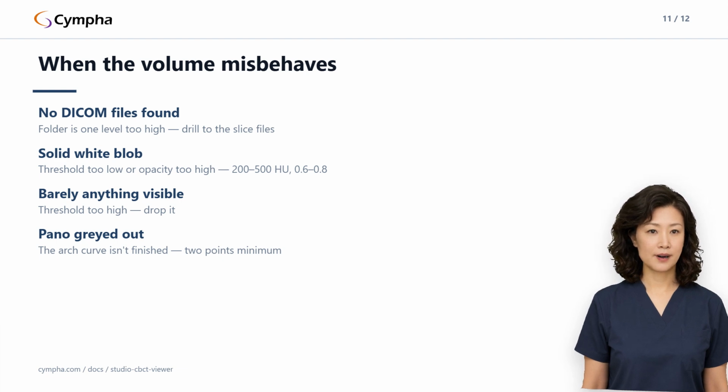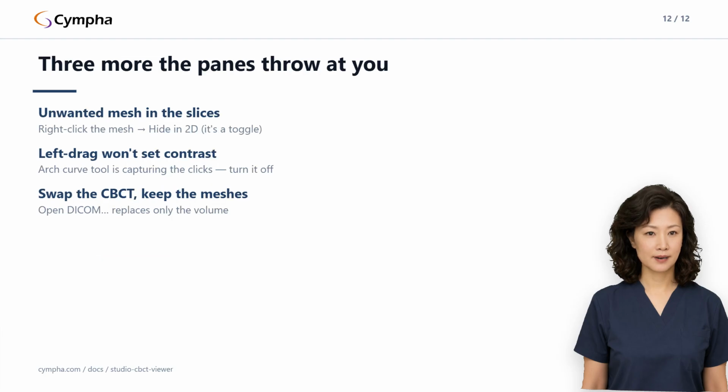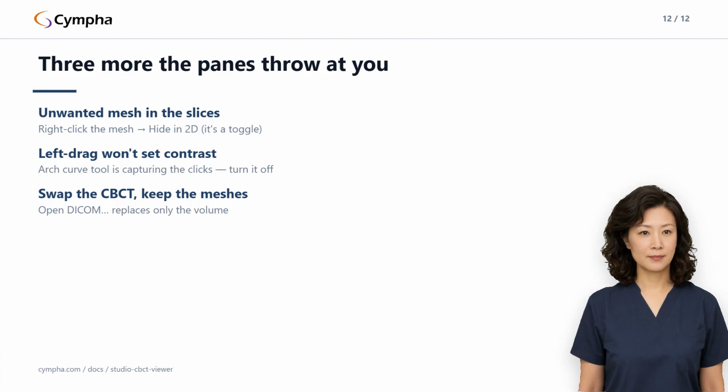Second, left drag on the axial pane has stopped adjusting contrast. That one is nearly always the arch curve tool. While it's active, left clicks on the axial pane are captured as curve picks, so window and level is deferred to keep the two from fighting. Turn the arch curve tool off in View Tools, and left drag works for window and level again.